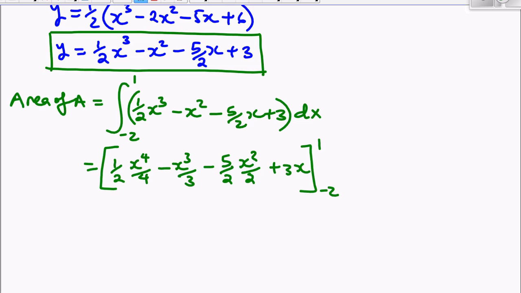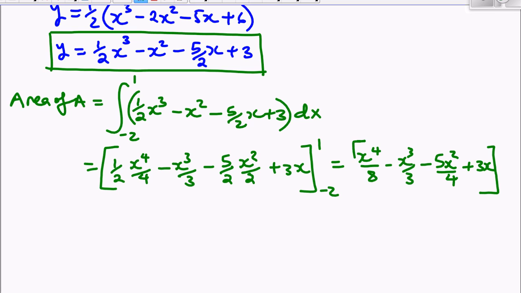This can be simplified to x to the power 4 over 8 minus x cubed over 3 minus 5x to the power 2 over 4 plus 3x with the same limits. So -2 to 1, which means if I plug in 1, I'll end up with an eighth minus a third minus 5 over 4 plus 3.